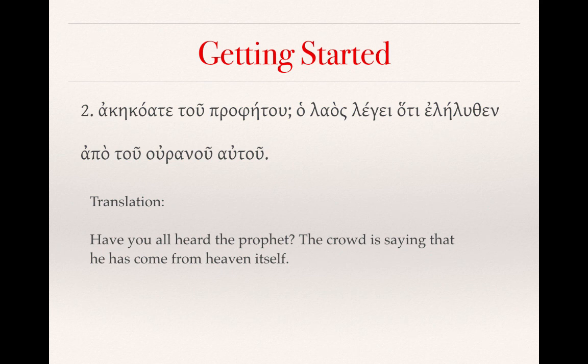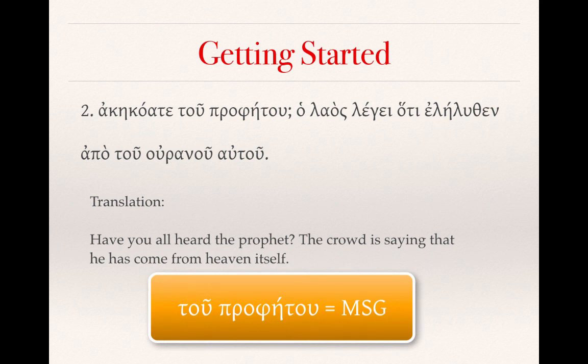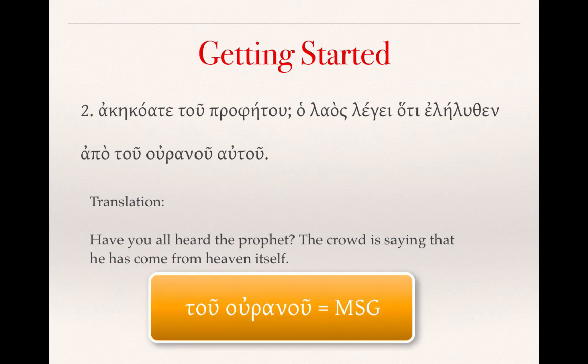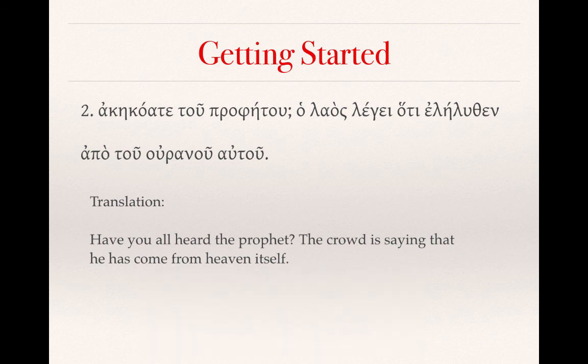So just to note again, tu prophetu is in the genitive case. It's in the genitive case because it follows that verb akuo, which sometimes takes the genitive for its definite article. And you see that apo tu uranu autu is a long prepositional phrase. Tu uranu is in the genitive case because it follows apo, and autu is a genitive because it modifies heaven. It is one of those special uses of autos that we learned about in a previous lecture.